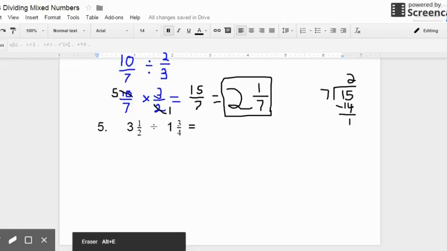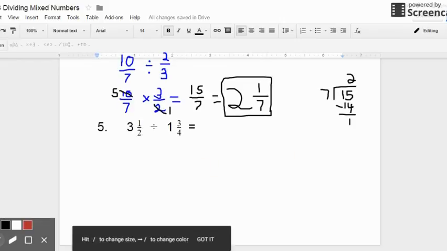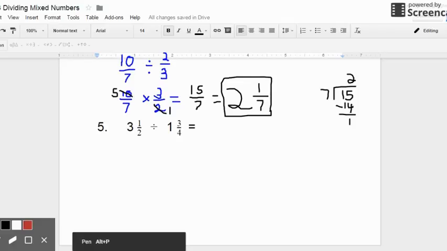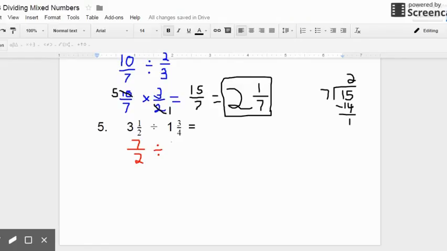So let's go and look at the next one. Same thing. First thing we want to do is do the keep, change, flip. So we do, not keep, change, flip, I'm sorry, change to, I apologize, I'm getting a little ahead of myself. Change to improper fractions. Division stays the same. 4 times 1 is 4, plus 3 is 7 again. Ooh, that's a bad 7. Let's go ahead and put 4.